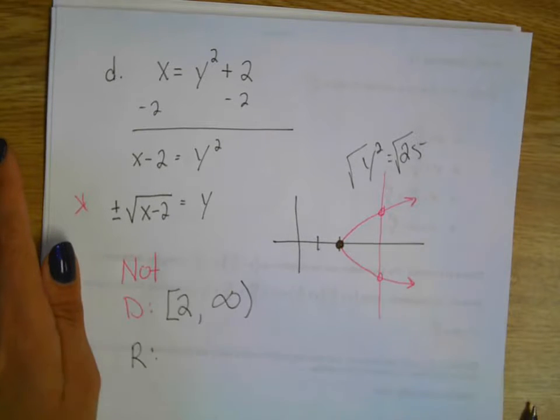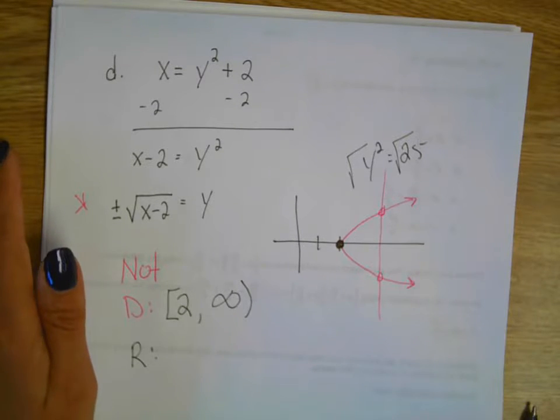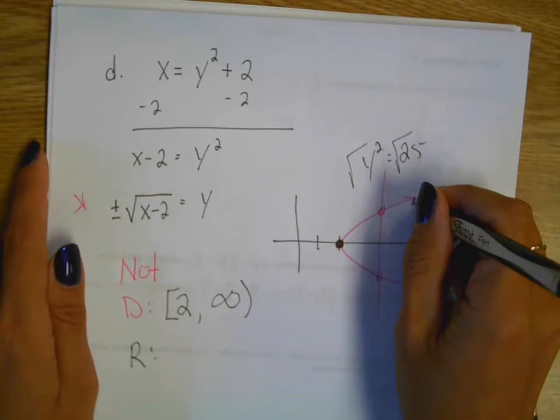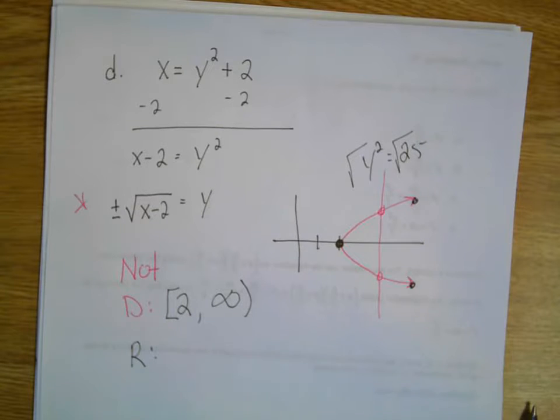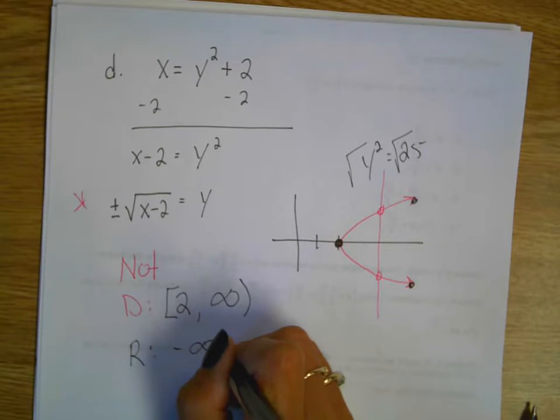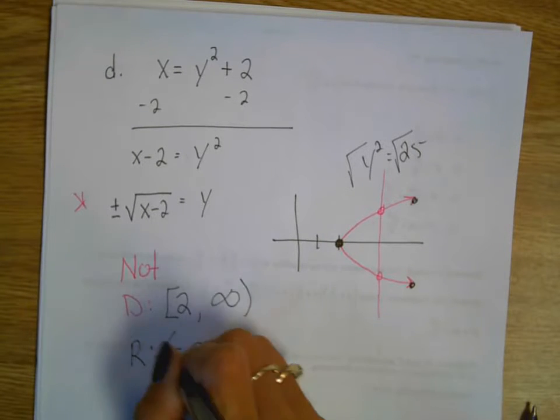Range. Low to high. Well, the low is this arrow. The high is this arrow, so it's going to keep opening. So what's my range going to be? Negative infinity, positive infinity. So if you're on the arrows, you've got infinities. Negative infinity, positive infinity.